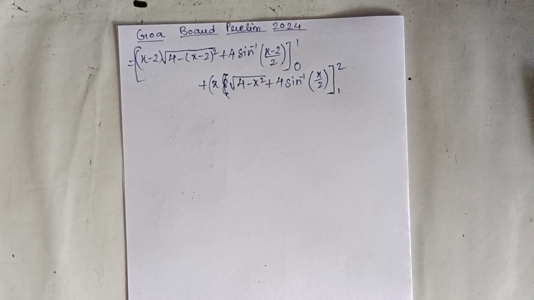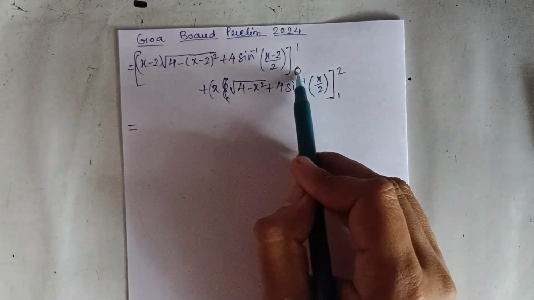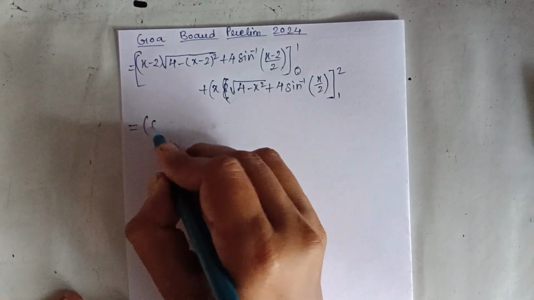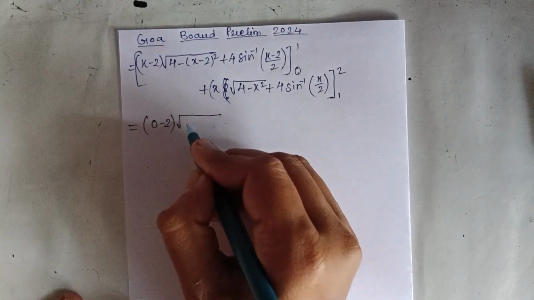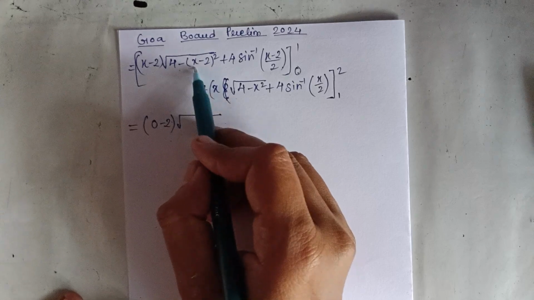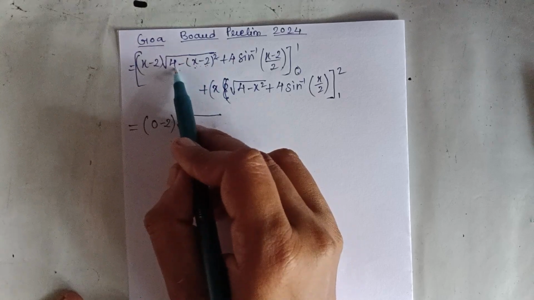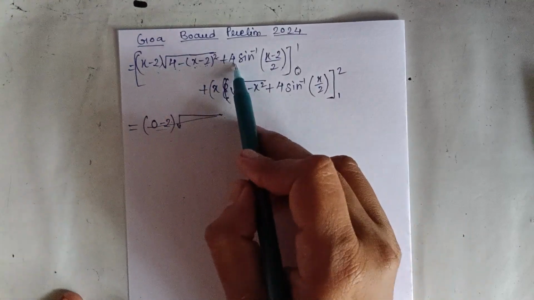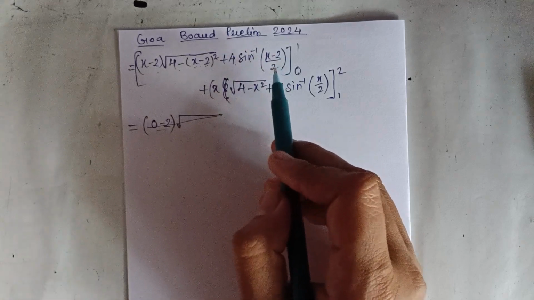Okay. Now we have to substitute the values. First you have to put 0. So this will be 0 minus 2 root of 4 minus (0 minus 2) the whole square, which is 4. 4 minus 4 is 0. This term is 0. Plus 4 sine inverse of (0 minus 2) upon 2. So sine inverse of minus 1.